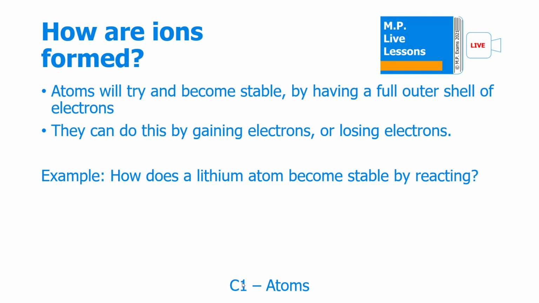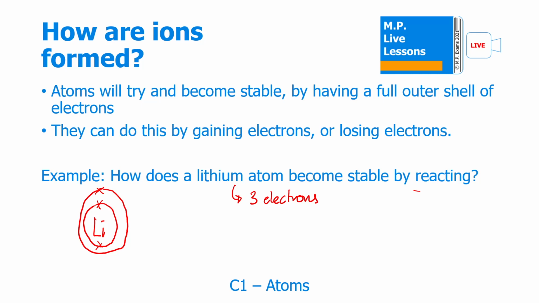For example, how does a lithium atom become stable by reacting? So in this case, we've got a lithium atom. This has 3 electrons. If you know how to draw electron shells, you should know that 2 fit in the first shell and a maximum of 8 in the second shell. So we have 1 on its outer shell.